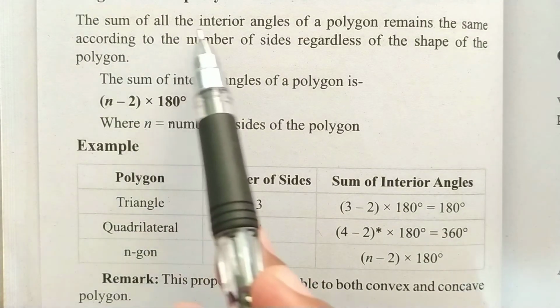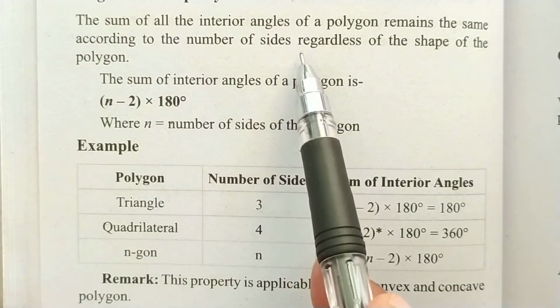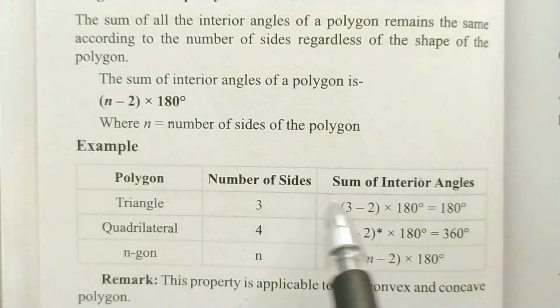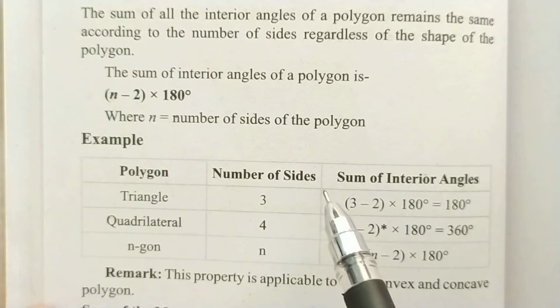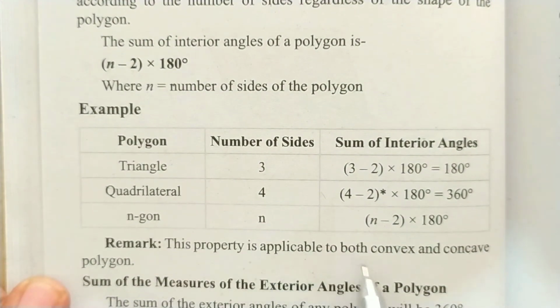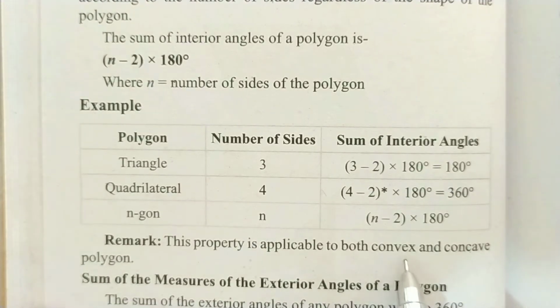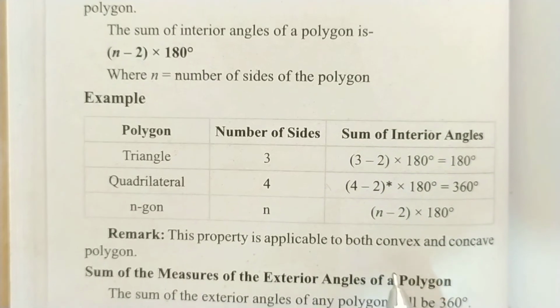So here the sum of all the interior angles of a polygon remains the same according to the number of sides, regardless of the shape of the polygon. So the sum of interior angles of a polygon depends upon the number of sides of the polygon. Now a remark: this property is applicable to both convex and concave polygons. I already explained what convex and concave polygons are in the previous video. Just go through that.